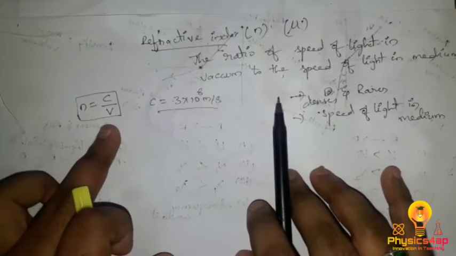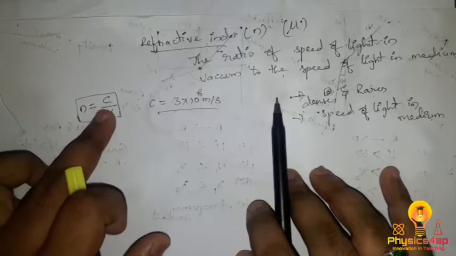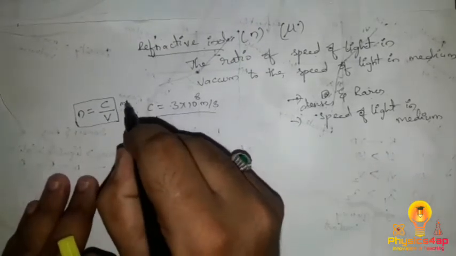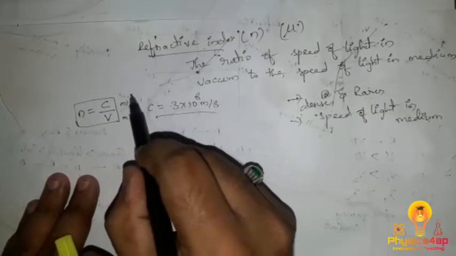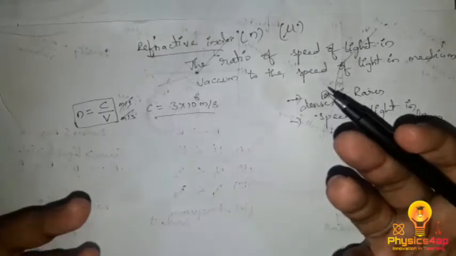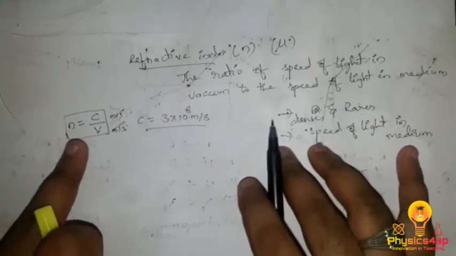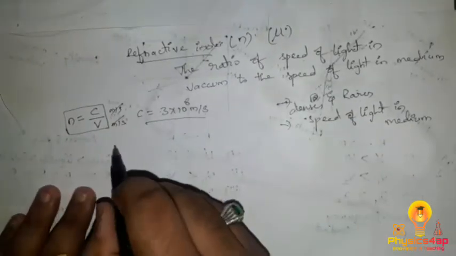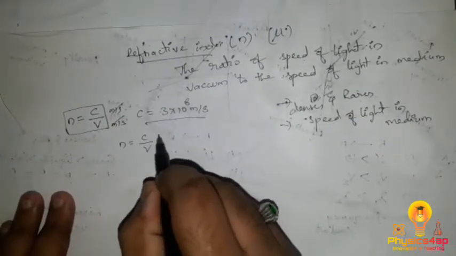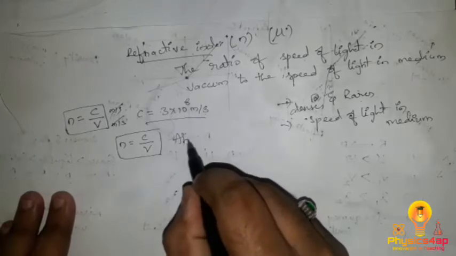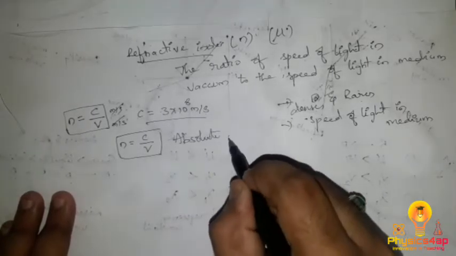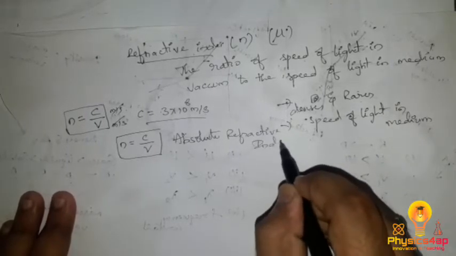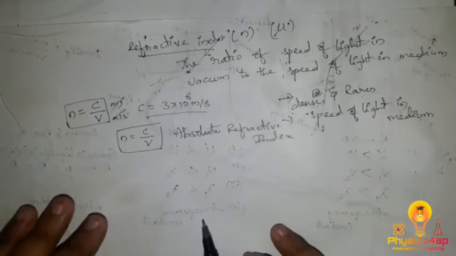So n equals c by v. What are the units over here? As it is a ratio of the speed of light, it is meters per second and here meters per second. So both get cancelled, and there are no other units left. So refractive index has no units, and the formula n equals c by v is also called the absolute refractive index.